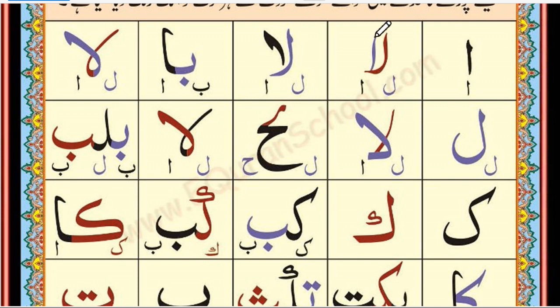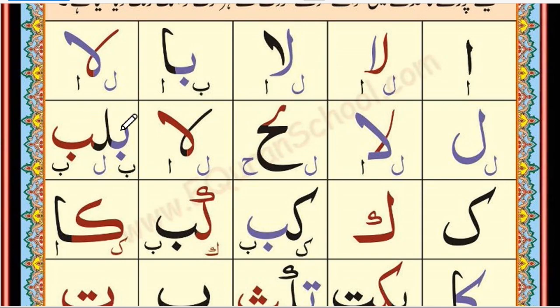This is also lam alif. This is lam, we all know. This is lam alif. This is also a kind of lam alif. This is lam. This is ha. Lam, ha. Lam, alif, ba, lam, ba.